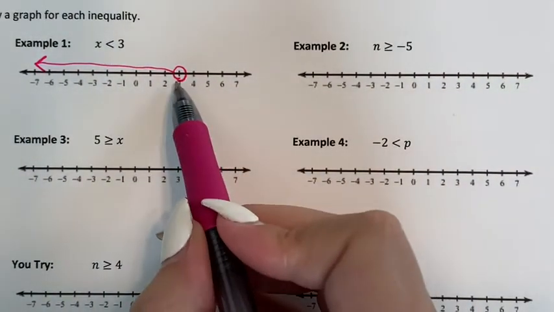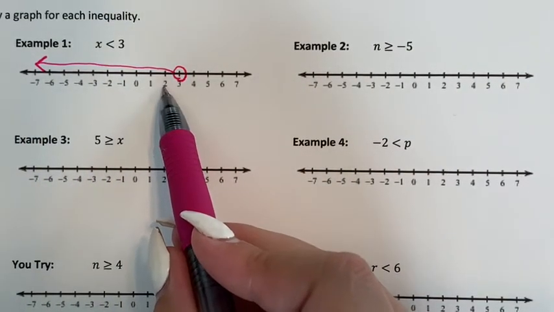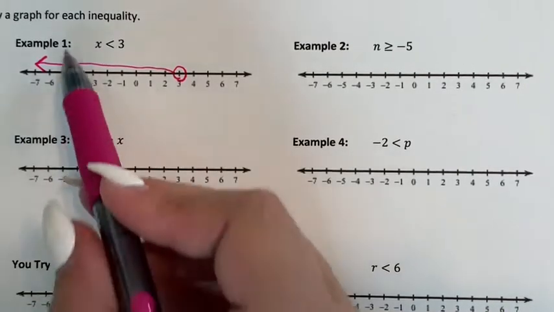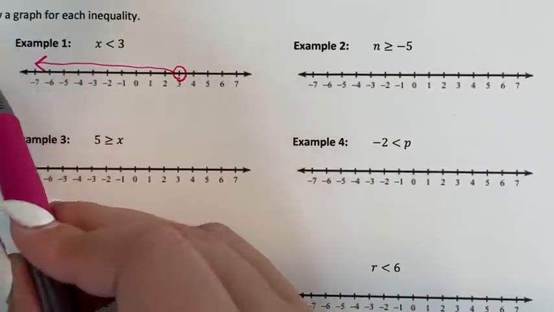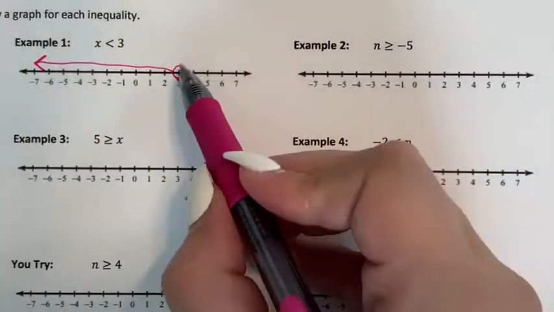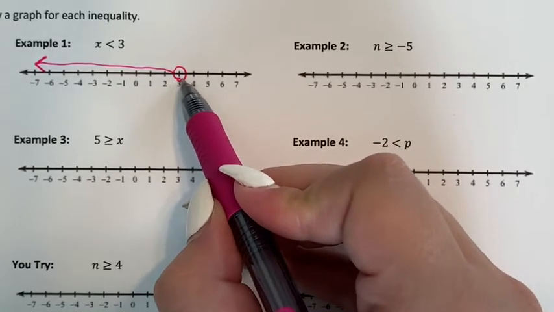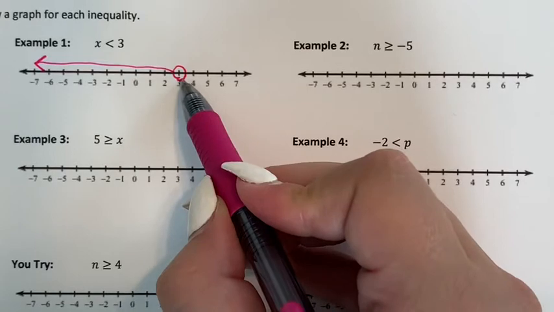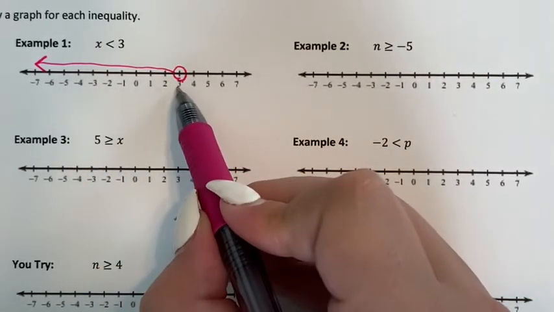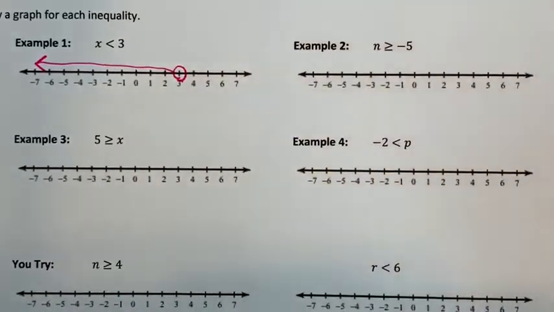You need to draw an arrow going to the left for less than, meaning 2 is less than 3. That works. -5 is less than 3. That works. And make sure you put an arrow because this continues on forever, right? -100 is less than 3, so that works. But 3 itself, there's a hole here. There's an open circle. 3 itself is not a solution. That does not work. So the solution here is anything less than 3. 2.99 would be less than 3, so that would work.